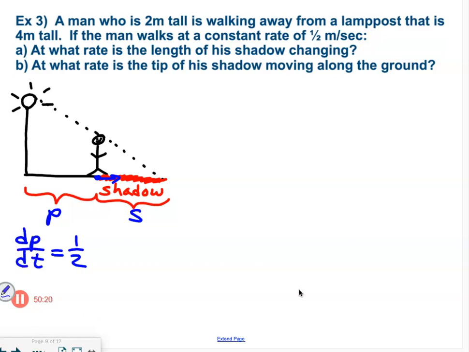How do you know? Because when something is moving, the rate of change of the thing that's moving is the same as the rate of change of a dimension between the thing that's moving and a fixed object, right? The lamppost is standing still. The man is moving. So the rate of change of the man walking, which is 1/2 meter per second, is the same as the rate of change of the dimension p. So dp dt is a half. We want, at what rate is the length of his shadow changing? What are we looking for? ds dt.